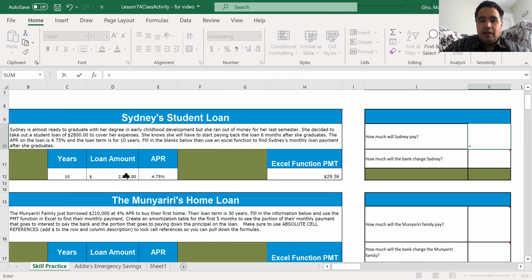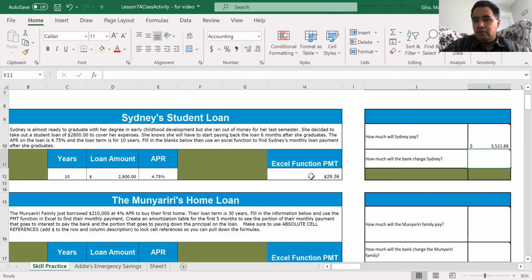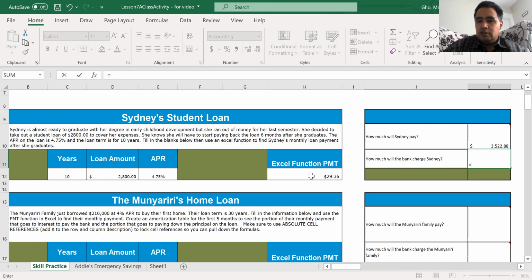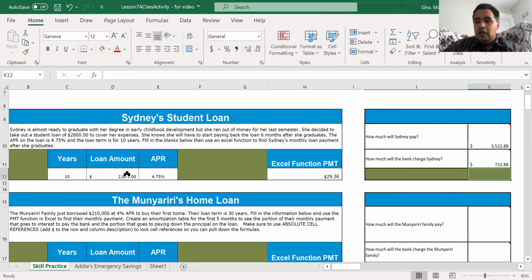How much is Sydney going to pay? Well, she's paying over 10 years. So that's 10, and each month times 12. And the amount she's paying is what we calculated over here, 29.36. That means she's paying $3,522.88. And how much is the bank going to charge Sydney? Well, it's the amount she paid minus the loan amount. And so for having borrowed $2,800, she's paying the bank $722.88.